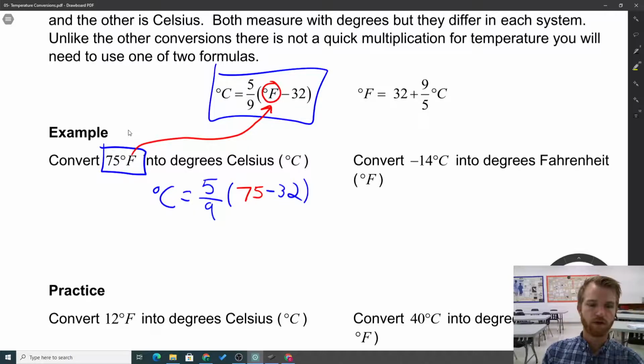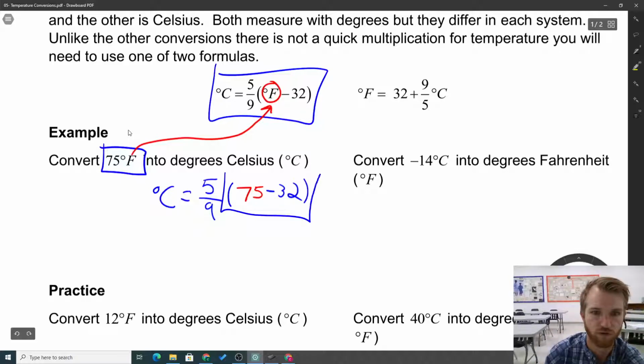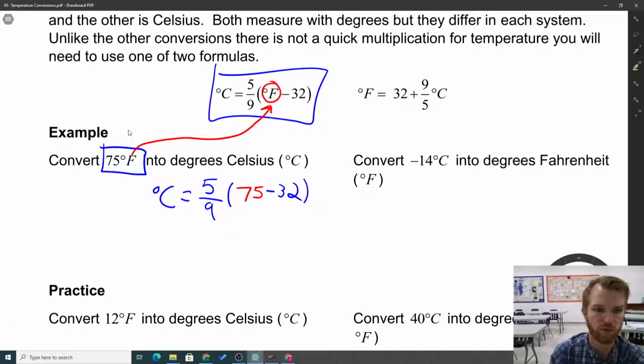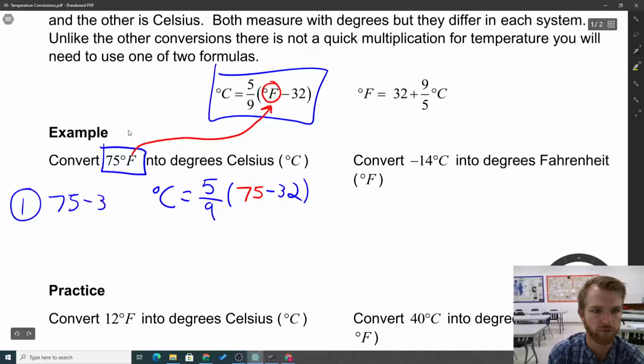Now in your calculator, you have to be careful of the order that you do this. If you just typed 5 divided by 9 times 75 minus 32, and you didn't put any brackets in, it would not give you the correct answer. If we think about BEDMAS, you have to do something that's in brackets first. So I need to do the 75 minus 32 first. In my calculator, my first step, I'm going to write a little 1 here for step 1, would be 75 minus 32. And that would give me 43. My calculator told me that's 43.